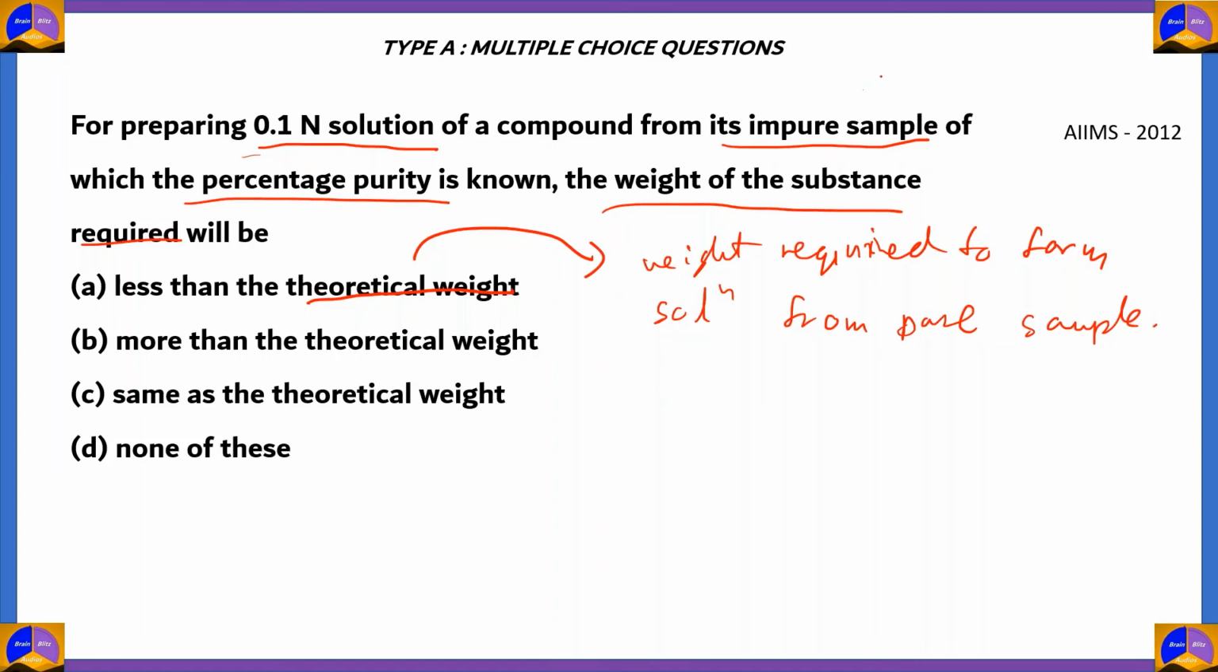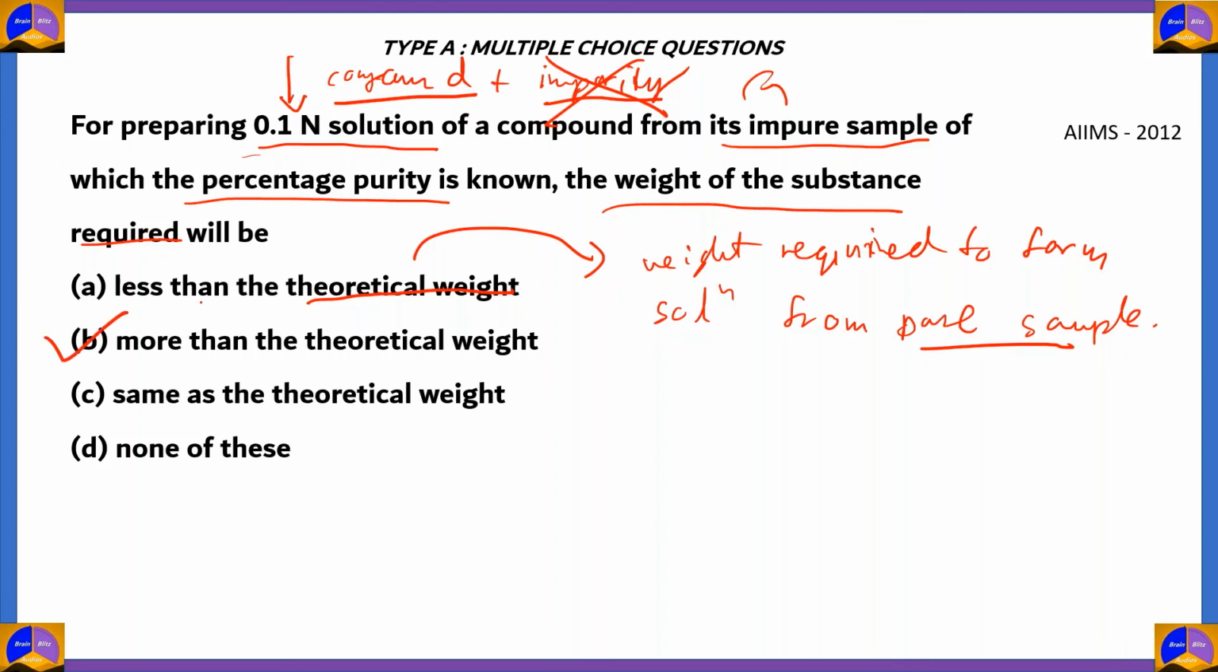But over here, the impure sample has the compound plus impurity. And in the solution, only the compound goes into it. The impurity has no role. So that means we have lesser concentration of the compound than in a pure sample. So we need more of the impure sample in order to match the weight required to form the solution from the pure sample. So therefore, option B is correct.